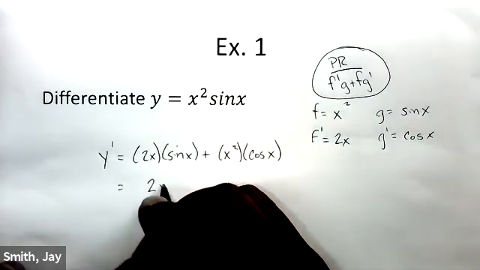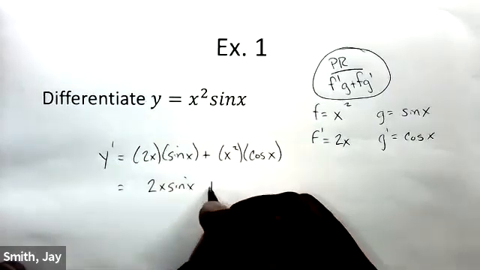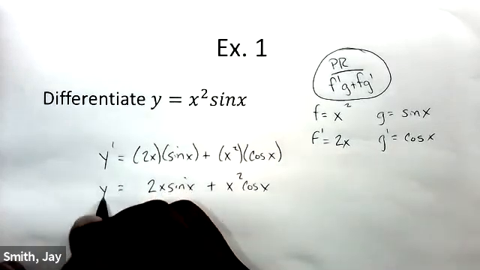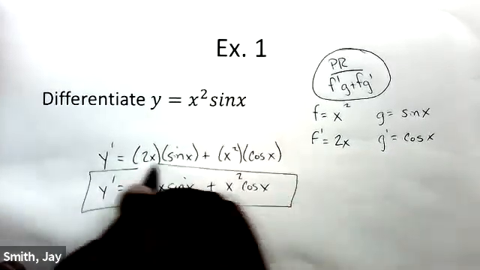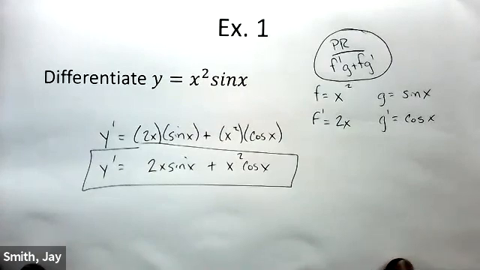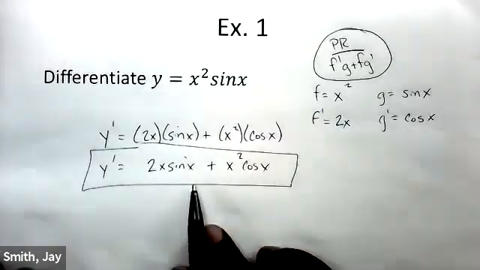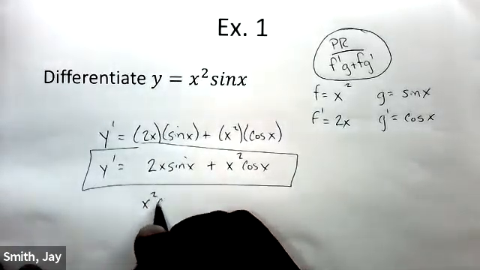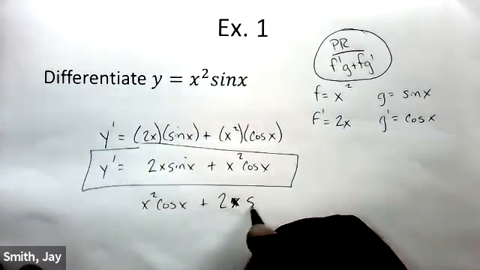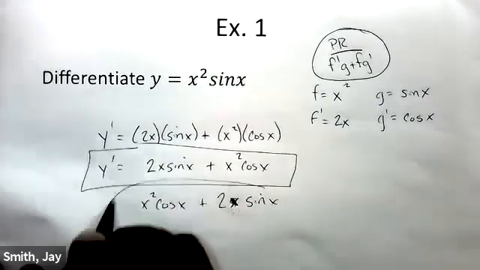2x times sine x will just give me 2x sine x, plus x squared times cosine x will just give me x squared cosine x. This is actually the simplest way that we can write this. These are not like terms. So y prime, or if we differentiate y, which is x squared times sine x, y prime would be 2x sine x plus x squared cosine x. Had it been presented in another way, for example, x squared cosine x plus 2x sine x, it's exactly the same thing.